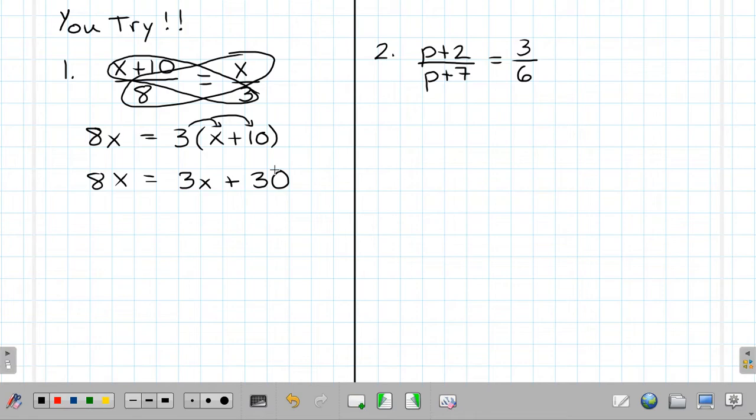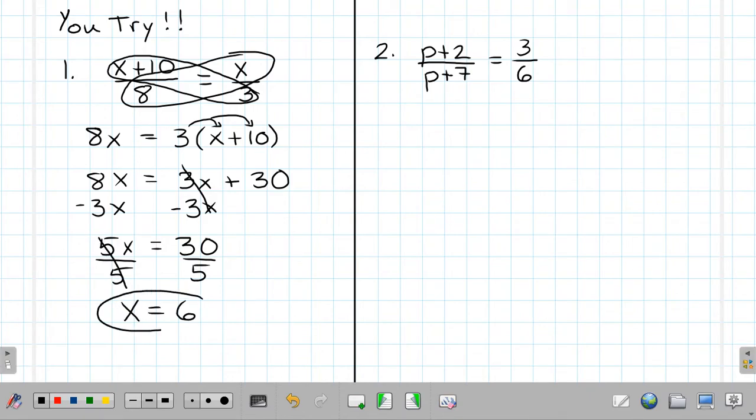Once again, you can do one of two things. You can subtract the 8x from both sides. You can subtract the 3x from both sides. The smart thing to do here would probably be to subtract the 3x from both sides. So when we do 8x minus 3x, that gives me 5x. The 3x's here cancel out, leaving me with the 30. So what do we have? Well, we have a one-step equation where if we divide by 5, we get x is equal to positive 6. So x is equal to 6.